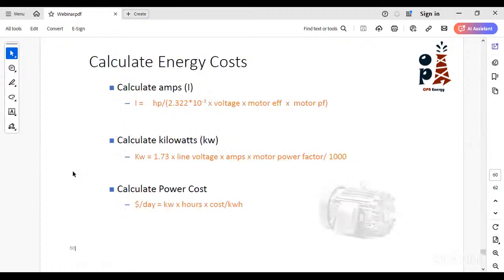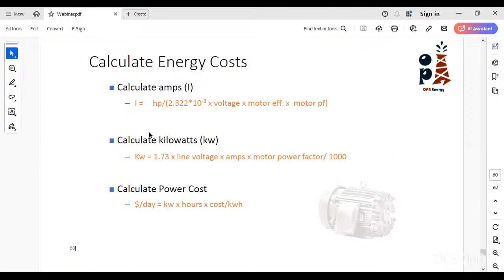The energy cost that costs us from this system. Let's calculate first the ampere. To calculate the kilowatts, let's calculate the ampere. Of course, you are running with a specific horsepower.